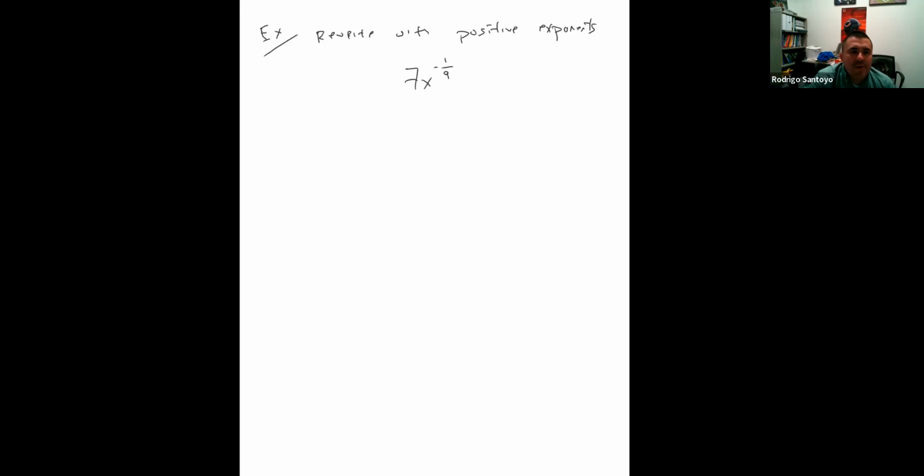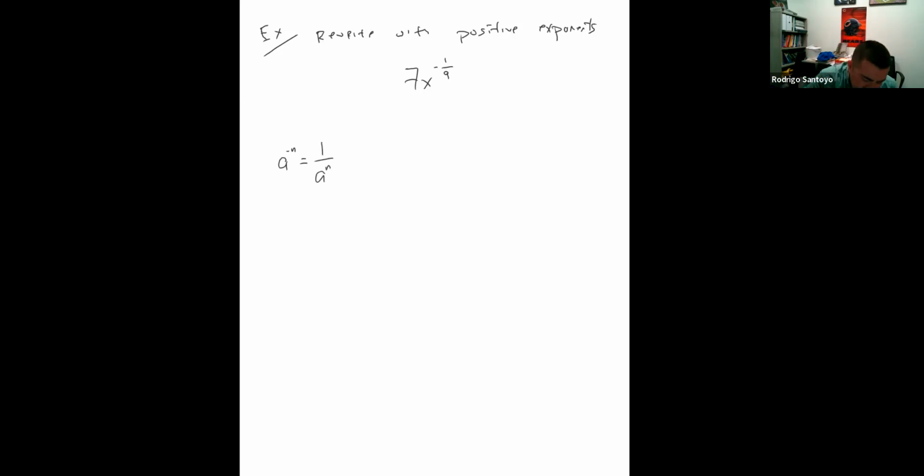All right, so I want you to rewrite this with positive exponents, which means I don't want this exponent of -1/9. I want to make it positive. And remember that our negative exponent rule, one of them tells us, hey, if we have a negative exponent, we can definitely make it positive by relocating.